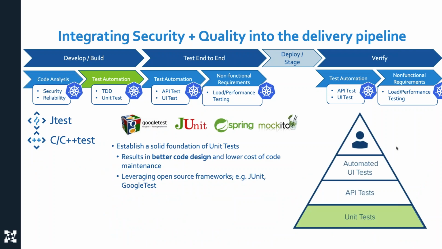Now, still within the develop part of the process, we can then start looking at unit testing or TDD, test-driven development practices. Here, what we're going to be wanting to do is to leverage where possible open source frameworks. So JUnit for Java, for example, is where our JTest product comes in, enabling us to be able to help Java development teams easily create JUnit tests. When you're talking about C and C++ development, you may be looking at Google Test. It's an open source framework for C++ development.